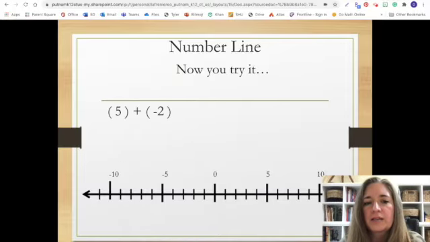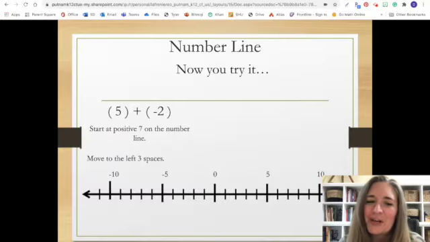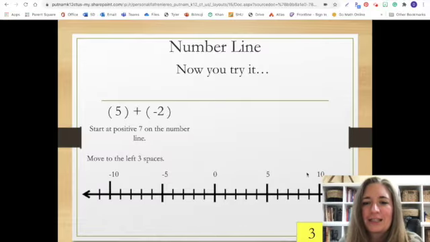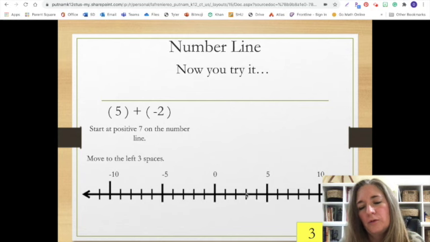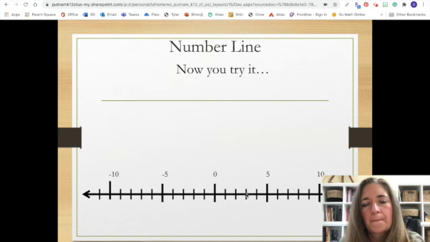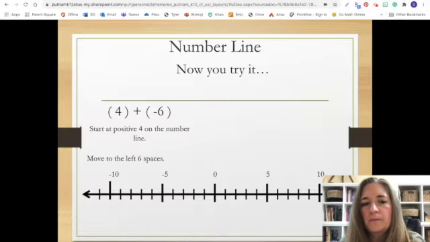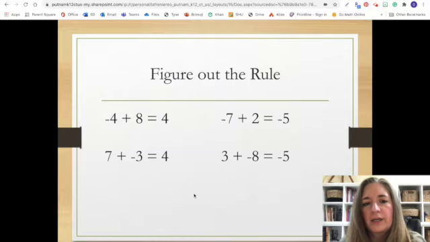Now 5 plus -2. Start at +5 on the number line, and then we're going to move left 2 spaces. So we would have started right here at 5, and then we move 1, 2. So our answer would have been 3. How about 4 plus -6? We start at +4, move to the left 6 spaces, and we get -2. So again, 4, move left 1, 2, 3, 4, 5, 6, and we had -2.